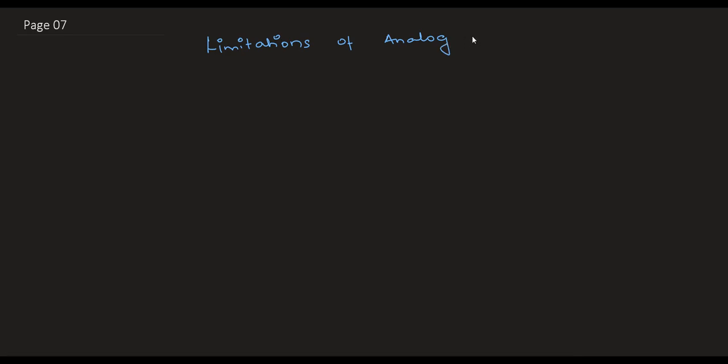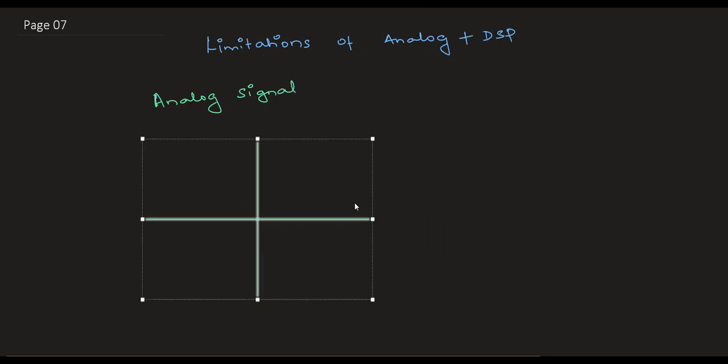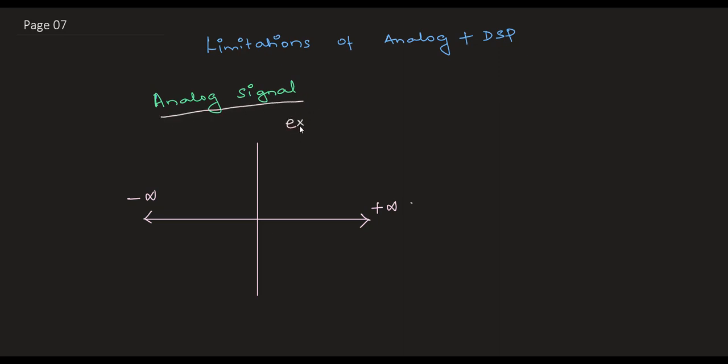Now we are going to see what the limitations are. By now you have seen a lot of advantages, a lot of things on the significance of DSP, why DSP is needed, everything on the positive sides. But where is the limitation when you talk about analog plus DSP? The limitation is that your analog signal typically extends from minus infinity to plus infinity. When I say you have an analog signal, it generally means it is a continuous signal extending from minus infinity to plus infinity. And as you all know, our computers can't do infinity calculations.